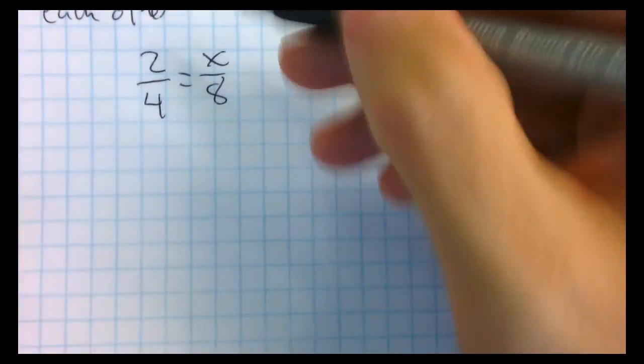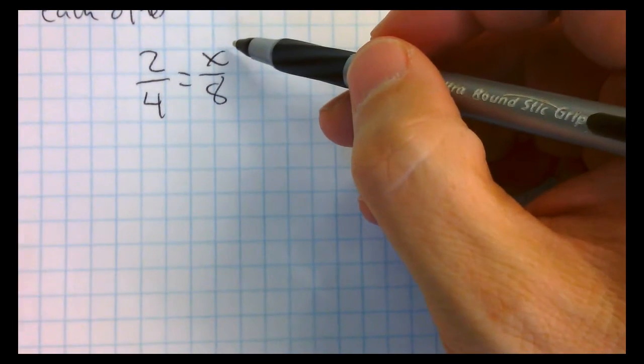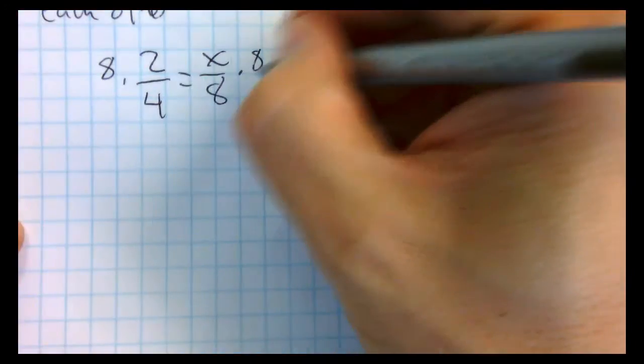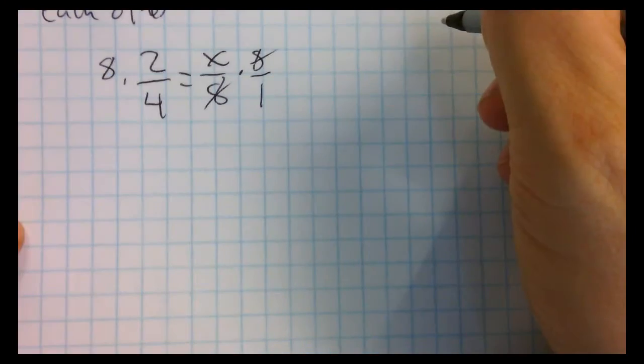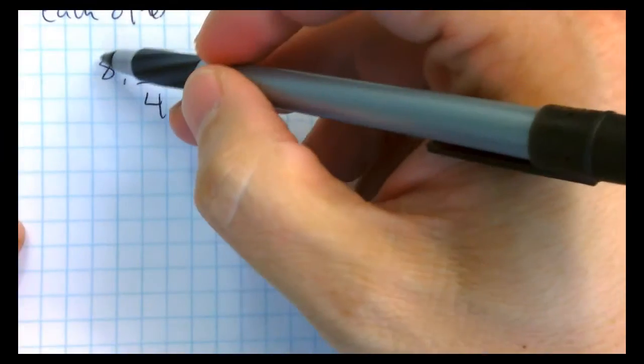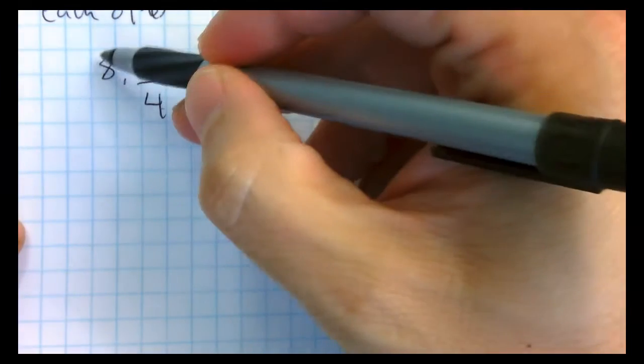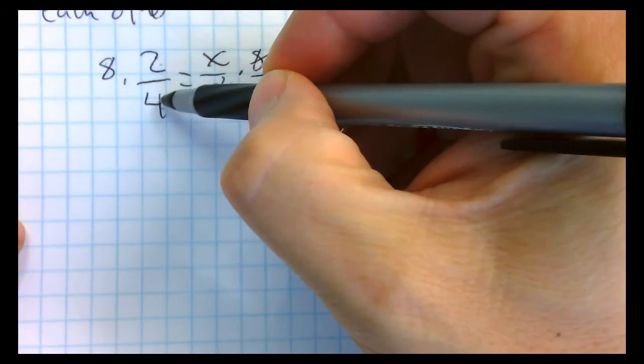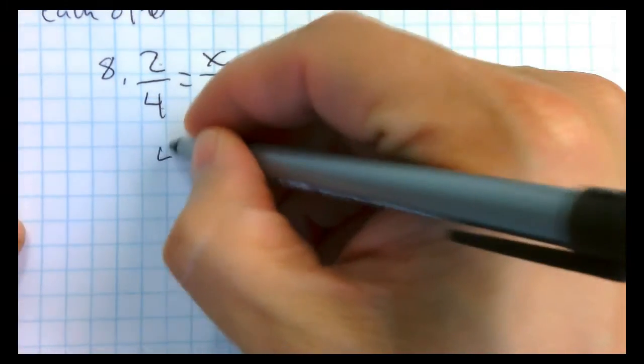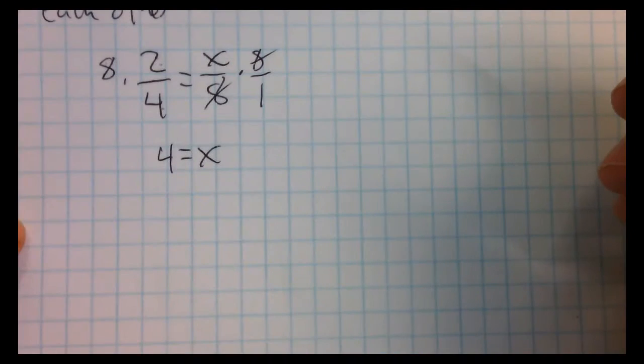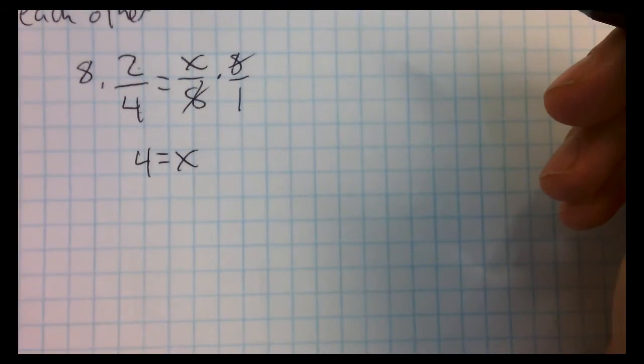So if you notice here, the x is divided by 8. And the way you would get rid of that 8 is you multiply both sides by 8. Okay, then over on this side they would cancel out. Over here you would have 8 times 2 divided by 4. And 8 times 2 is 16. 16 divided by 4 is 4. So x equals 4.